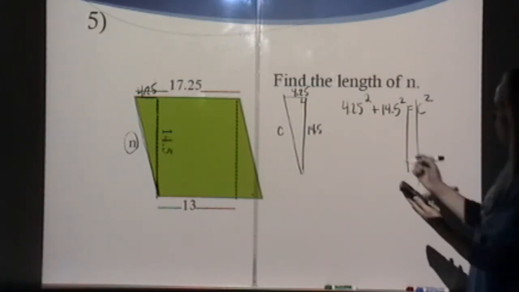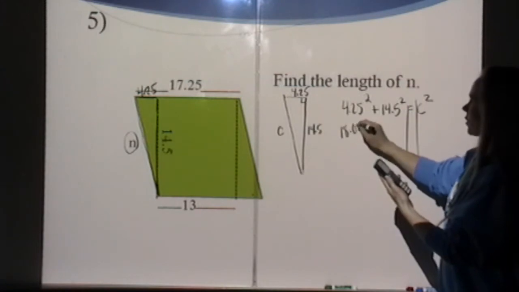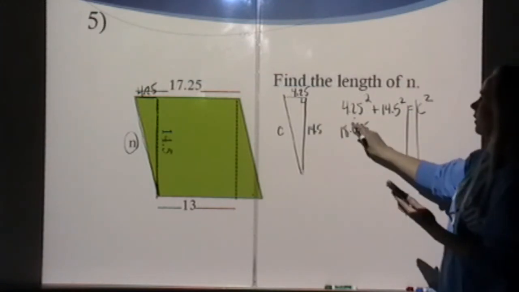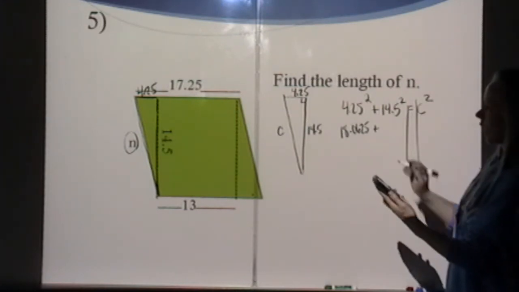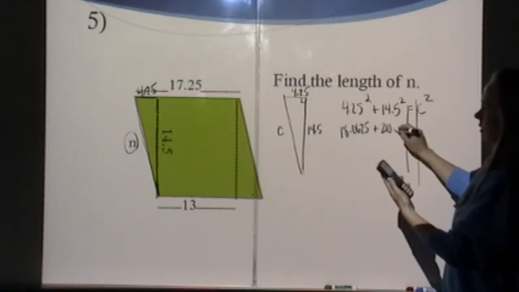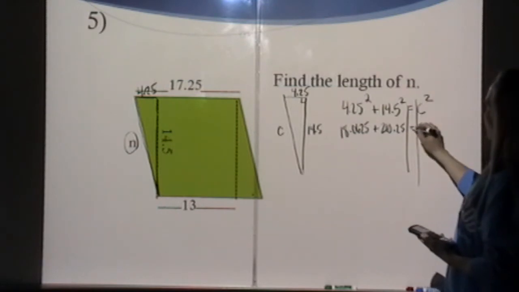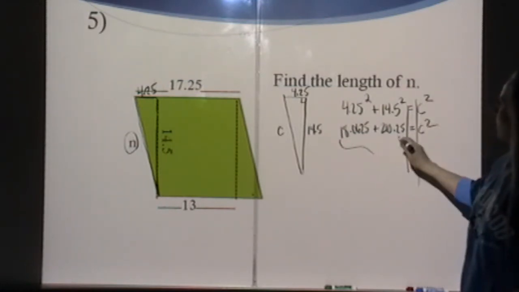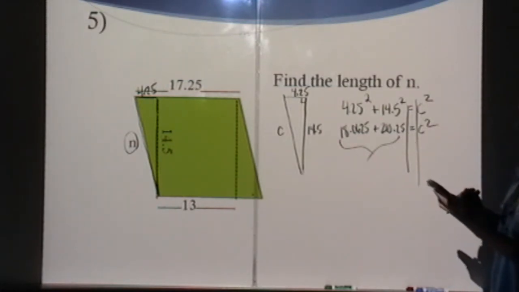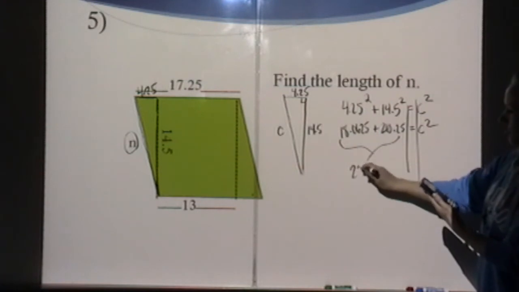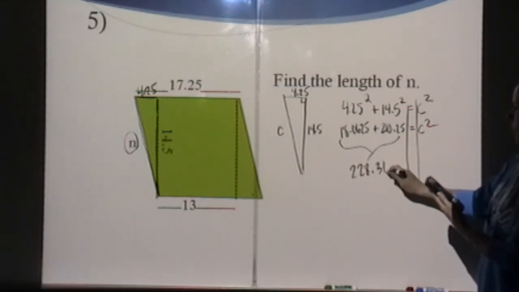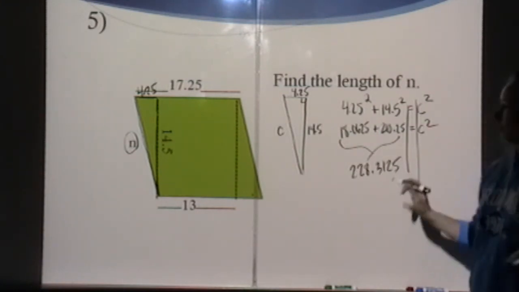4.25 squared, I get 18.0625. I'm not going to round anything right now. 14.5 squared is 210.25 equals C squared. I still can evaluate these two by adding them together. So I'm going to add, and I get a total of 228.3125. Still not rounding anything yet.